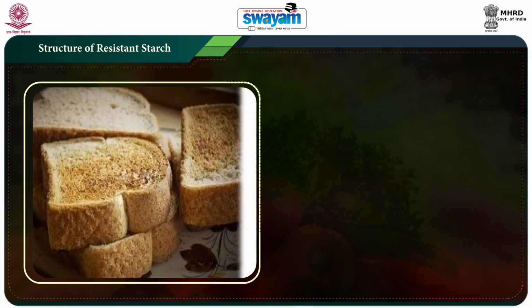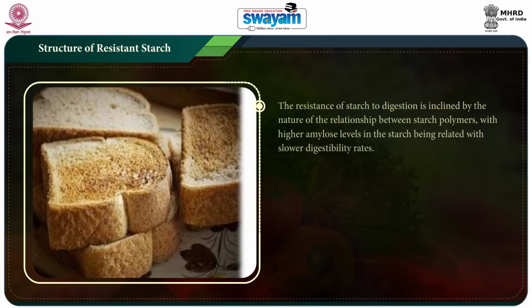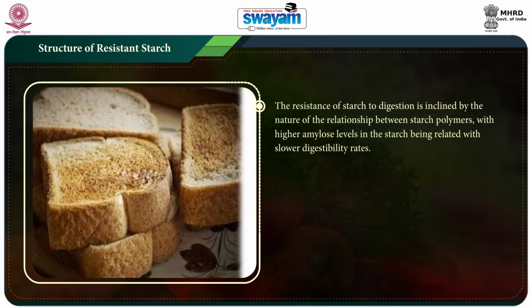Let us learn the structure of resistant starch. The resistance of starch to digestion is influenced by the nature of the relationship within the starch polymer, with a higher amylose level in the starch being related to a slower digestibility rate. Retrograded starch refers to a certain structural form of resistant starch.